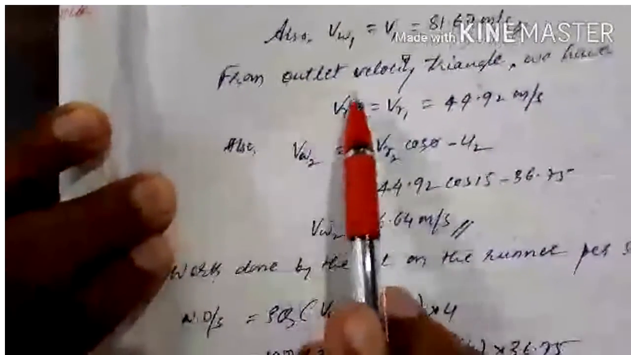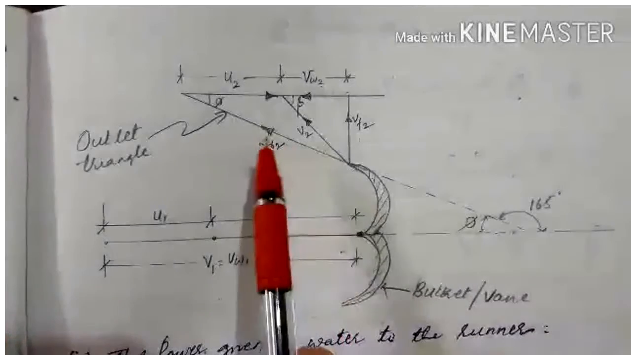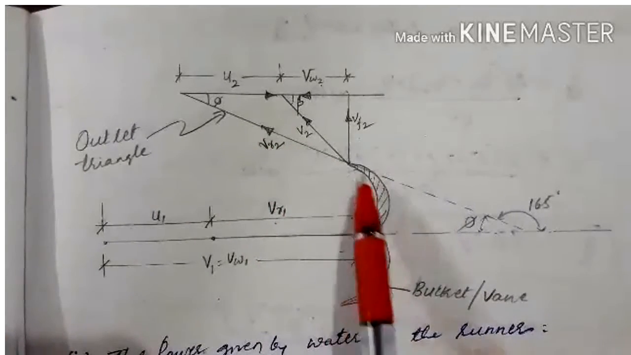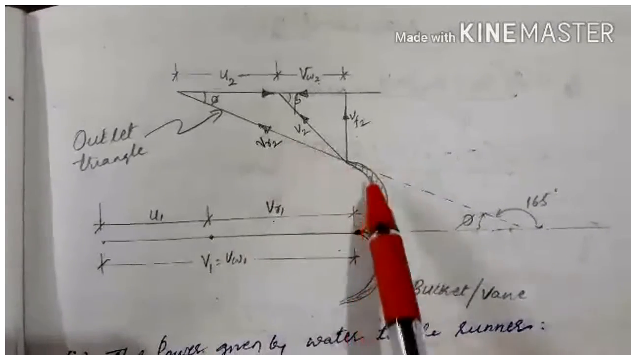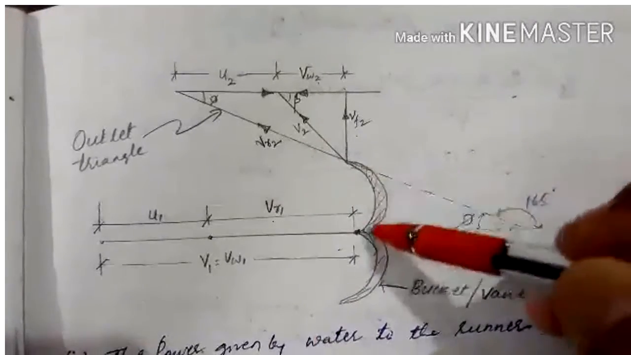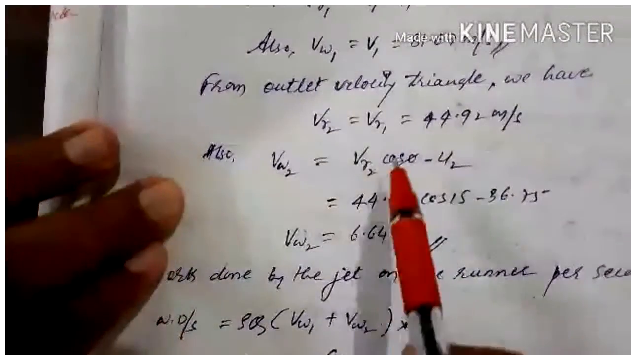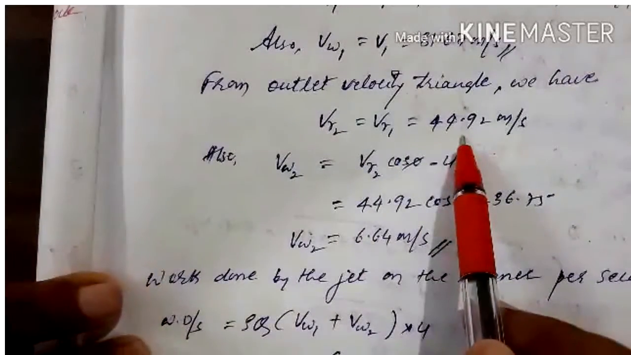Then also from the outlet velocity triangle, we have VR2 equal to VR1. Since no losses are mentioned in the passage of the bucket, we have to assume VR1 is equal to VR2. Means we are assuming the blade passage is very smooth, there are no frictional losses. So VR1 is equal to VR2, therefore VR1 is equal to VR2 is equal to 44.92 meter per second.